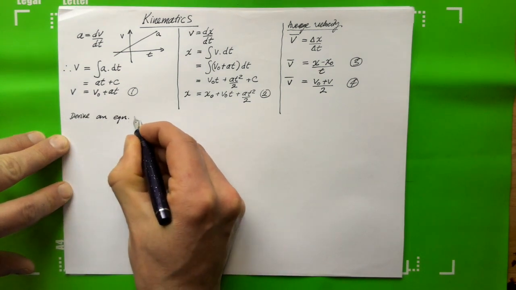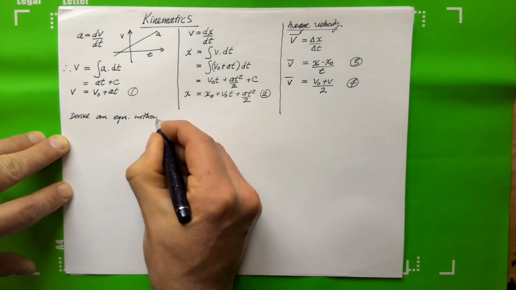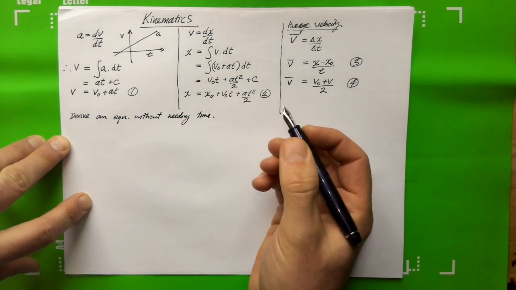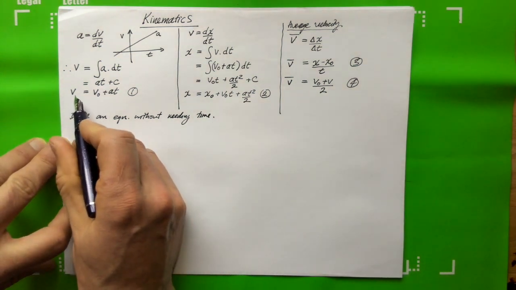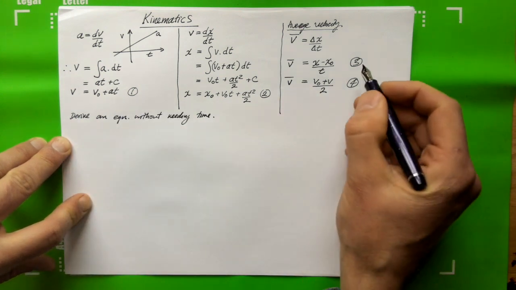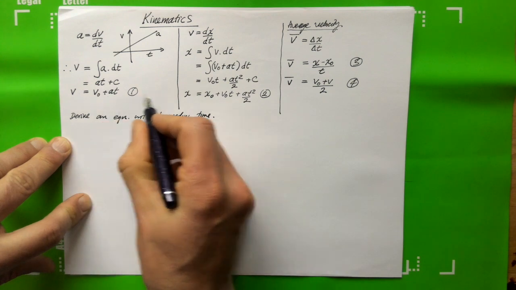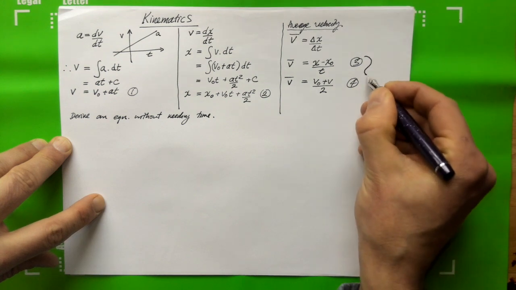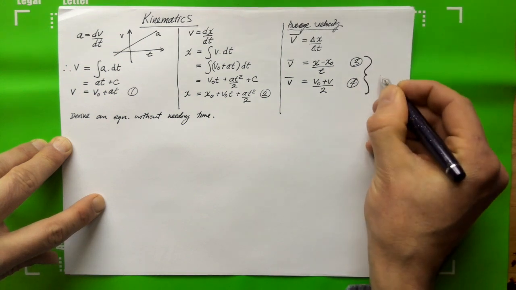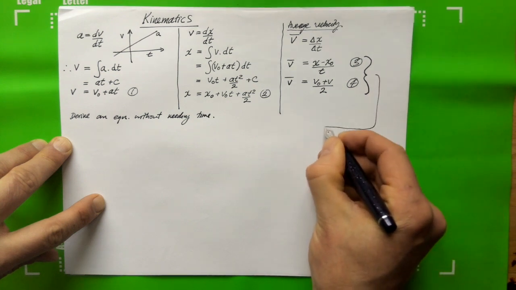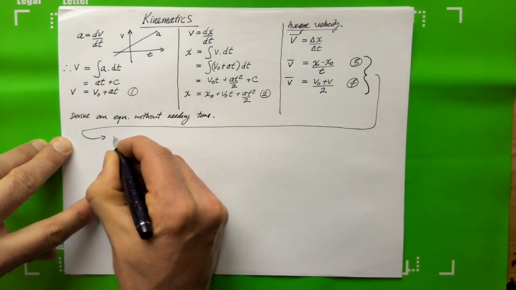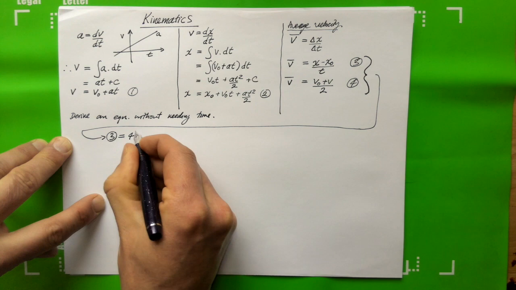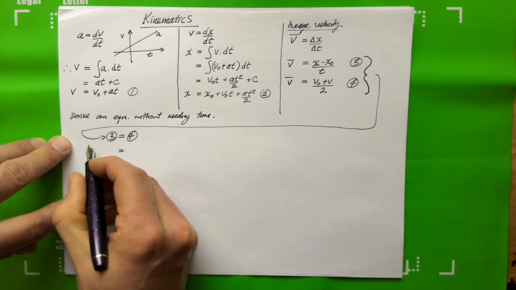So we're trying to derive an equation without needing time. So let's see what we can do. Let's begin with equation 1, which includes time, and we'll look at equations 3 and 4 and see if we can rewrite both of these in terms of time in order to remove it. So let's take the two definitions that we have of average velocity. Since these two are both the same thing, we can put them together. It now follows that equation 3 must equal equation 4, since they're both describing the same thing.